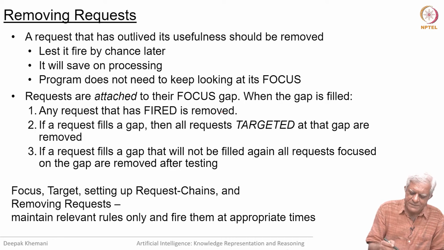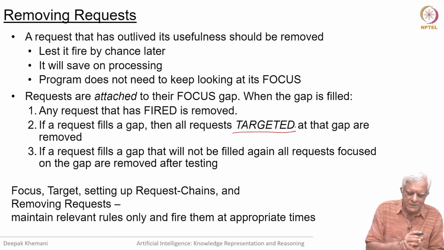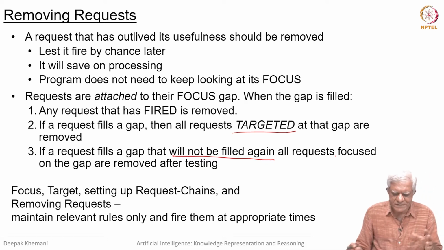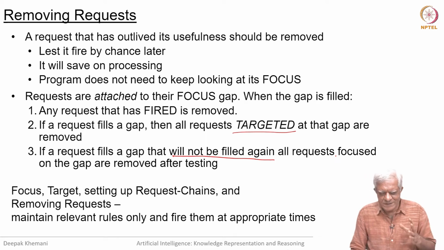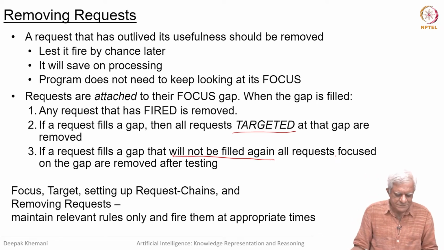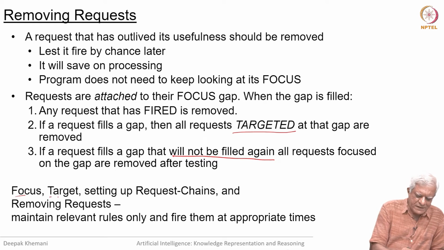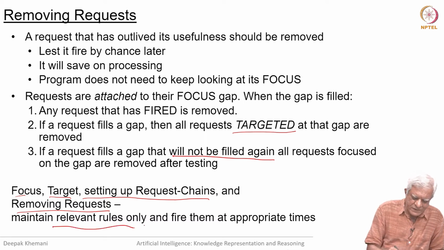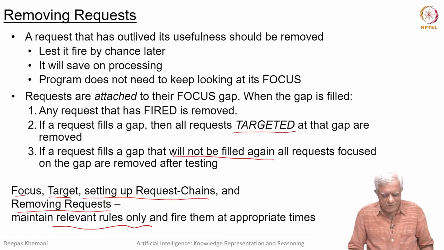If a request fills a gap, then all requests targeting that gap are also removed, because now we have arrived at some conclusion. If a request fills a gap that will not be filled again later, then all requests focused on that gap are also removed after testing. So, this is simply a matter of maintaining consistency and efficiency at the same time. So, this focus, this target, setting up request chains and removing requests, these are all devices used to make the program more efficient and maintain relevant rules only which are active at any given point of time.